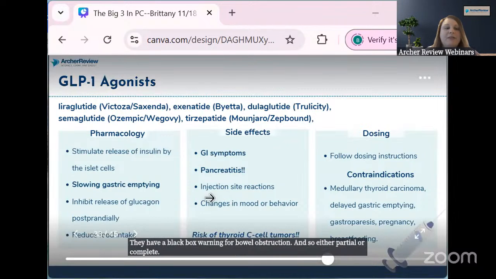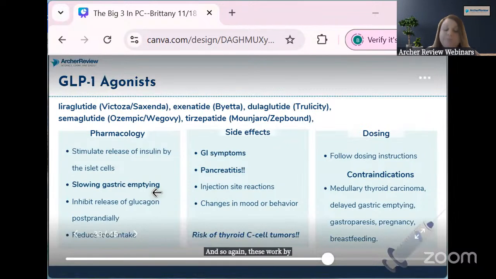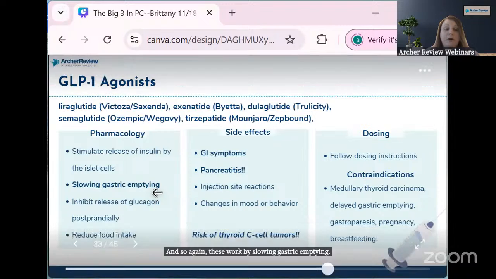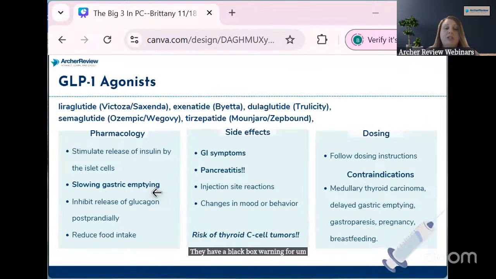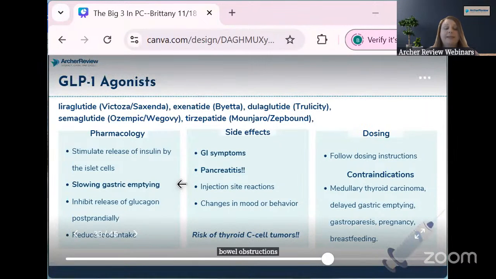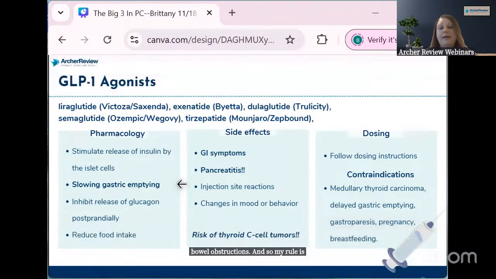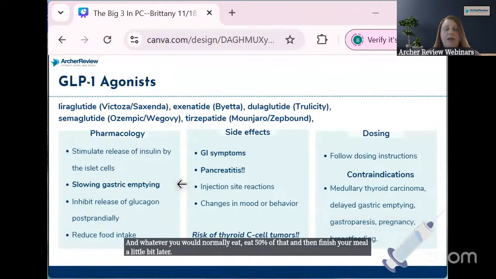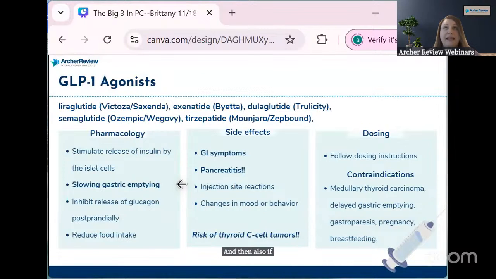And so again, these work by slowing gastric emptying. They have a black box warning for bowel obstructions. And so my rule is increase your fiber and water intake. Whatever you would normally eat, eat 50% of that, and then finish your meal a little bit later. And if no bowel movement in 3 days, they can take Miralax as needed, but they need to let me know.